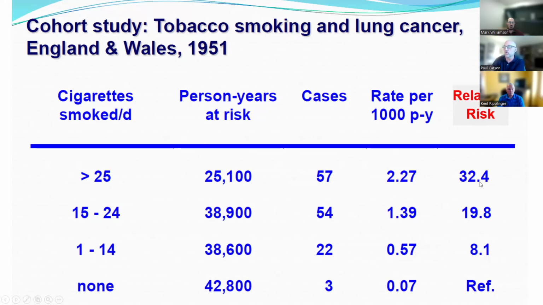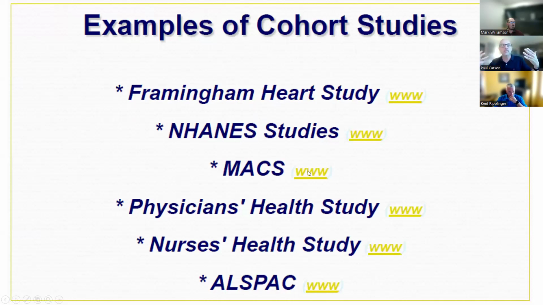And so you can see the heavy smokers had a rate of 2.27 versus 1.39 in the moderate smokers versus 0.57 in the light smokers versus 0.07 in the non-smokers. And so then you can do a relative risk of that, and you can see that the heavy smokers had a 32-fold greater risk of developing lung cancer compared to the non-smokers, and so on. So oftentimes relative risk is the main, final kind of outcome you're looking at for comparison's sake to make your judgments on these things.